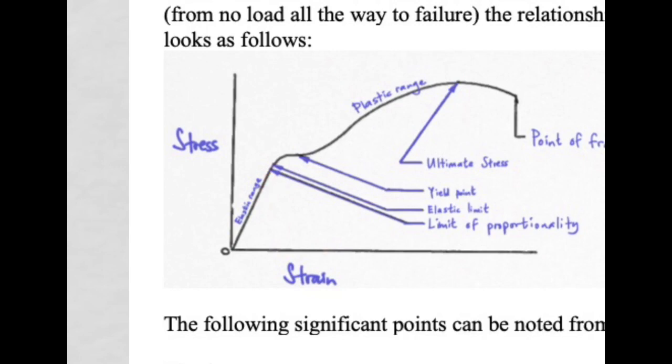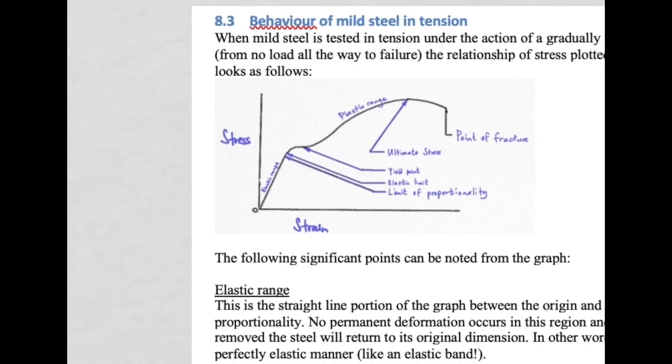That straight piece would stop being straight at a point called the limit of proportionality. We're going to go into each of these definitions below, and we're also going to deal with a quantity called the elastic limit, the yield point, and a few other numbers we're going to look at.